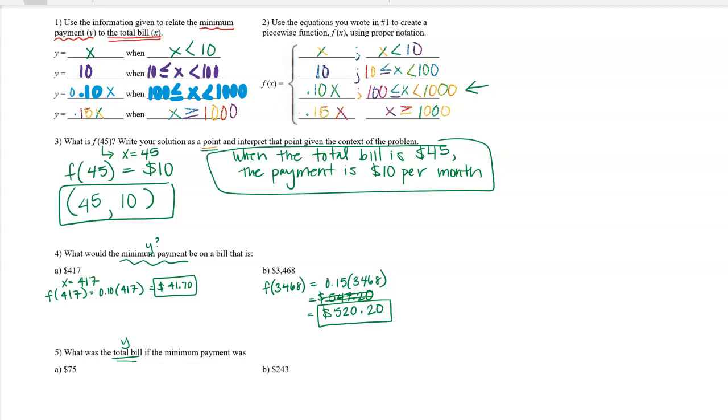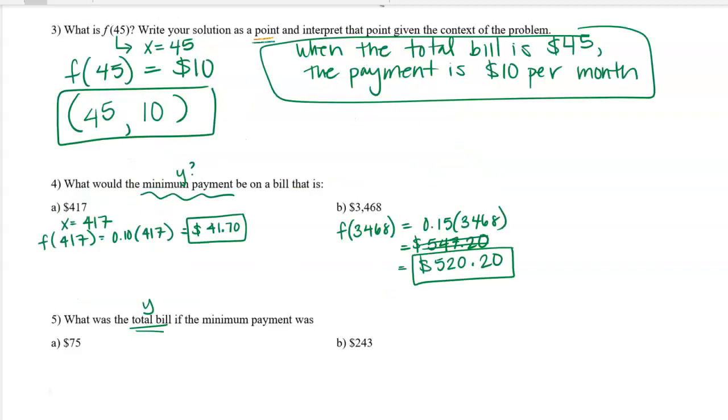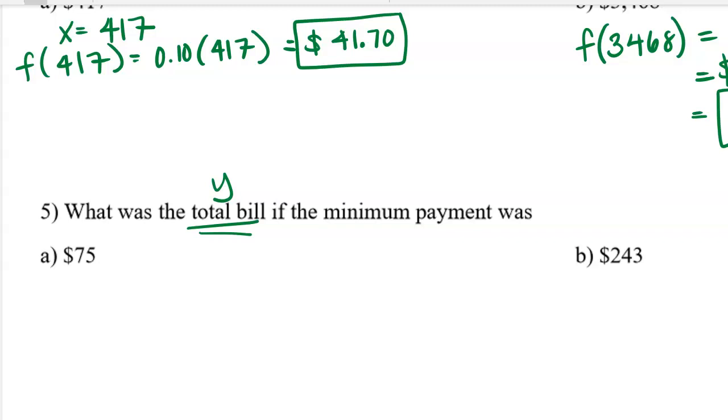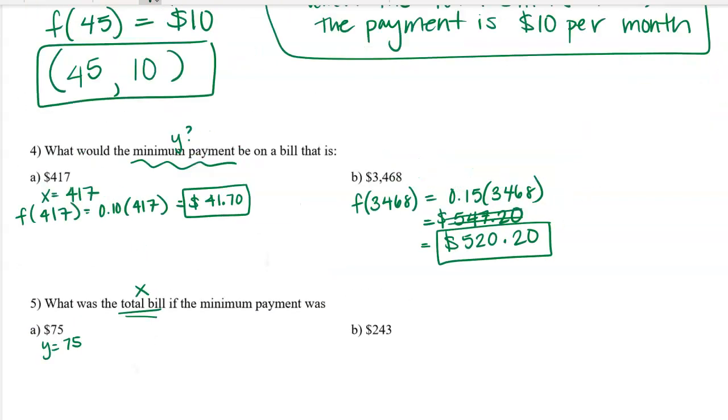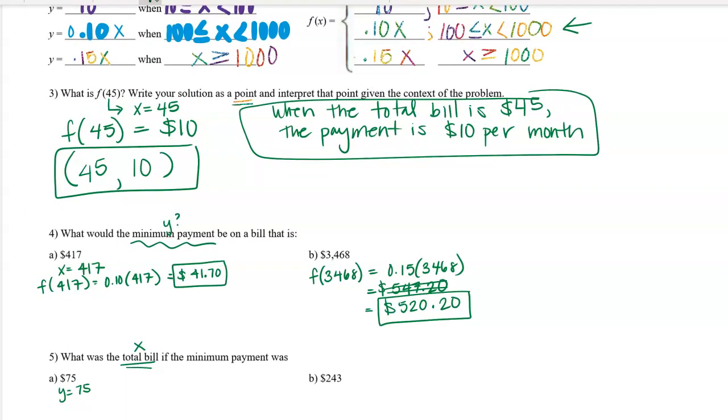Always double check. Okay, total bill is X and minimum payment is Y. So it's looking for what's the total bill? We want to go back and check. So we're looking for X. Okay. So when your Y is 75, we got to go backwards a little bit. All right, let's check. This is a little bit more difficult. When the Y value is 75, we have to figure out which piece to use, right? Find X. Well, how do we know which piece to use? This is the more difficult one. It does require you guys to think.